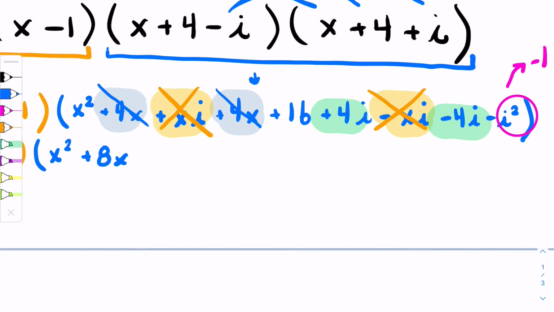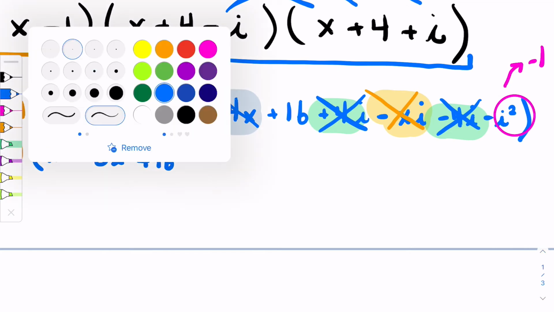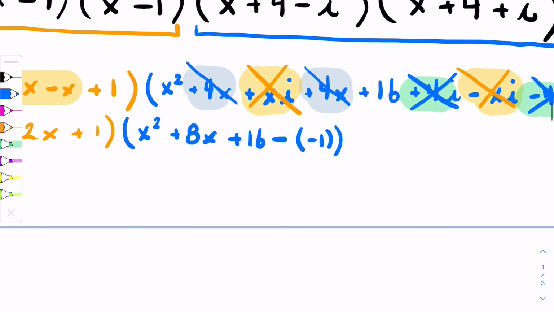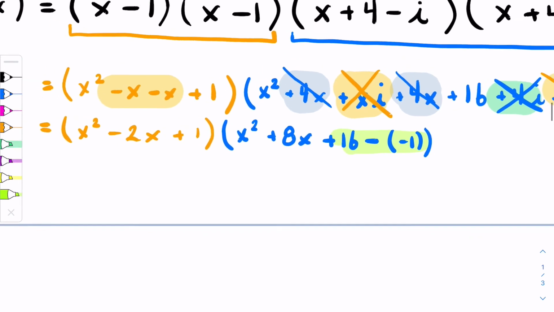Next, we took care of 4x already, so we're all set with that. After that, we're looking at our constant term of 16, which does remain. Next, we have positive 4i, and then we have negative 4i that we can add together. Those are also going to cancel. They just add to a value of 0. And lastly, we have our value that we're subtracting, but we're subtracting negative 1. So one more time here, we can simplify what's in blue, and I can simplify 16 plus 1, which is going to give me 17.